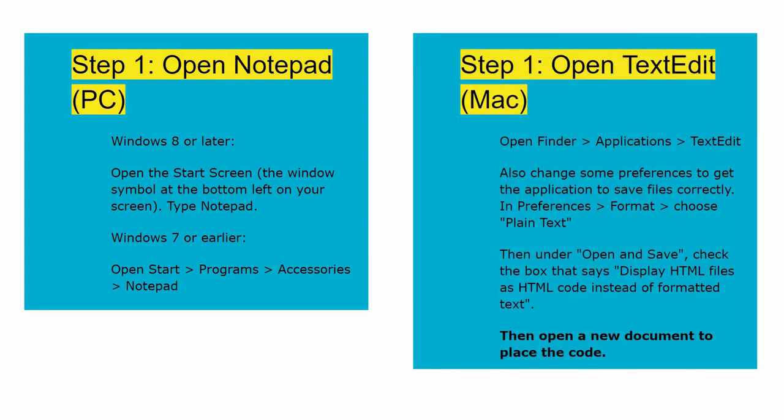Now we are going to see text editor. This is equal to Notepad, but for Mac users. You just open the Finder, go to Applications, and then choose text editor. In the text editor you can also set your preferences: under the preference option you can choose format and then plain text. That's all, and this is the way to open the editors.